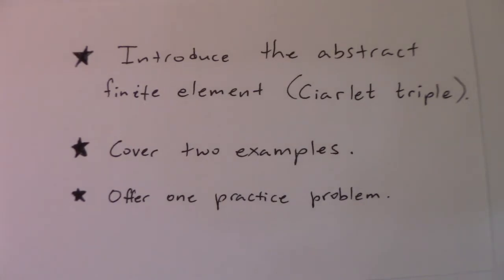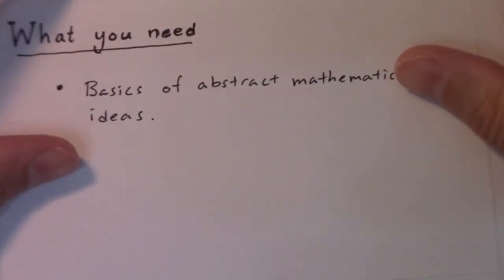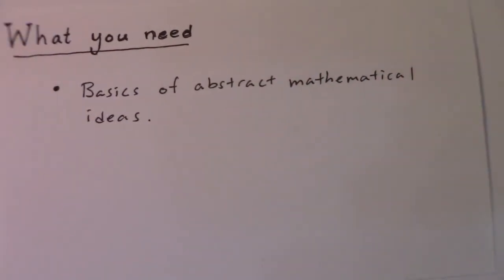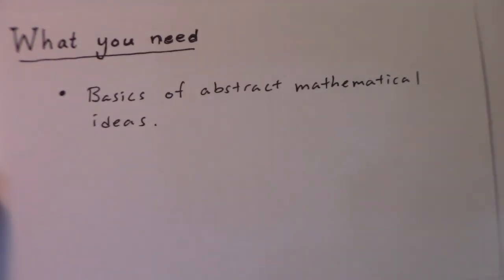Okay? So what you need in order to be able to understand this material is you really just need some basic idea of some abstract notions in math. You know, like what is a bijection, what is a vector space, different geometrical ideas. Nothing too crazy, but at least some sort of higher understanding of math is necessary. Okay, so that's all we're going to need.